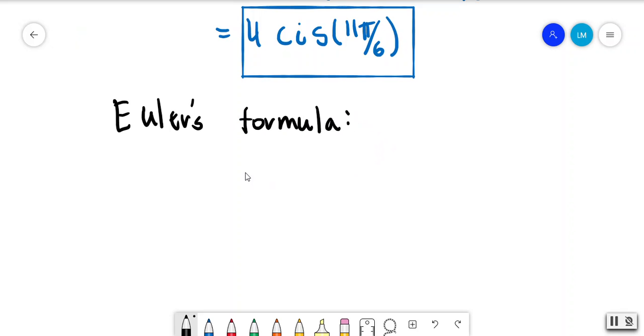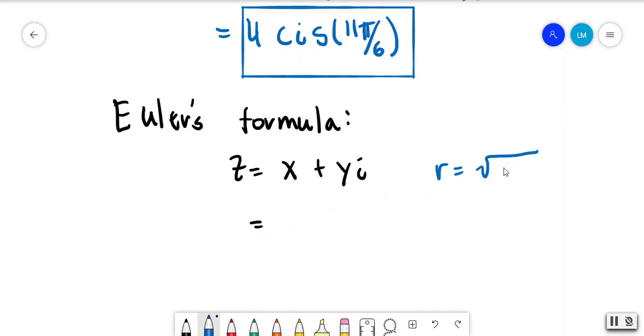So Euler's formula says that when you have a complex number, let's say x plus yi, you find the modulus, which in this case is r equals the square root of x squared plus y squared. Then you find the angle. The angle is given by tangent inverse of y over x.